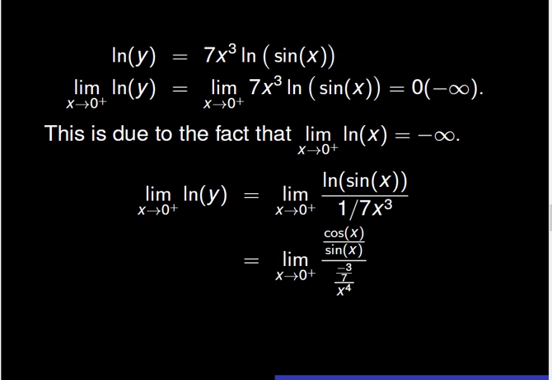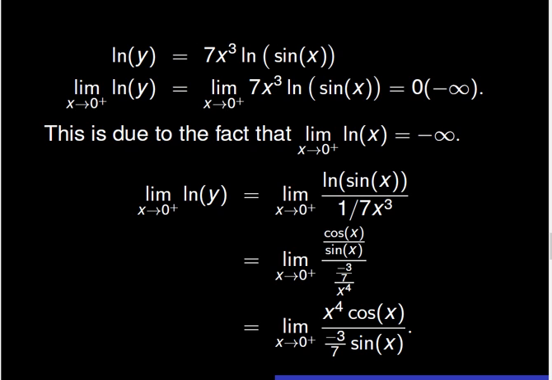The derivative of the numerator, logarithm of sine of x, is the fraction cosine of x over sine of x, and the derivative of the denominator, 1 over 7x cubed, is minus 3 over 7 over x to the power 4. We simplify the numerator of the logarithm of y as x to the power 4 times cosine of x and the denominator as minus 3 over 7 times sine of x, and take their limit as x goes to 0 plus.